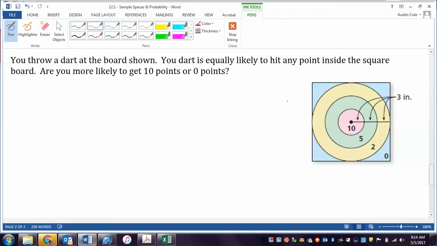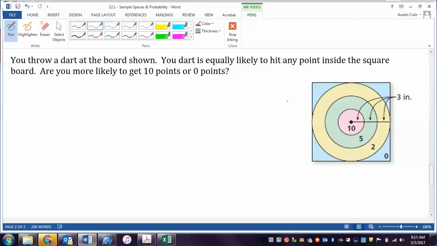How in the world are we going to do this? Area of the square, of the circle. Now, 0 points is only the light blue, right? So we're going to have to find the area of the light blue stuff, and we're going to have to find the area of the 10 points, which is the middle part, the pink part. Let's start with the pink.